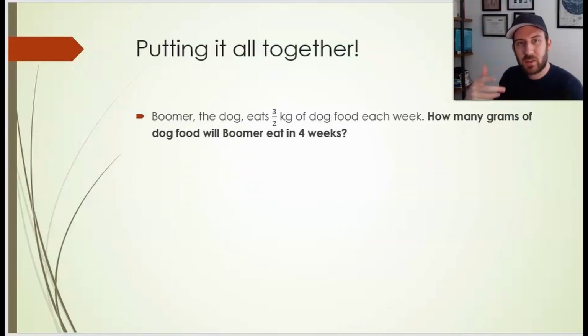So let's put together everything we've learned. We're going to solve this problem in a few different ways, referencing the techniques that we've developed, and then we'll finish with a very elegant solution that you can use for all future problems.